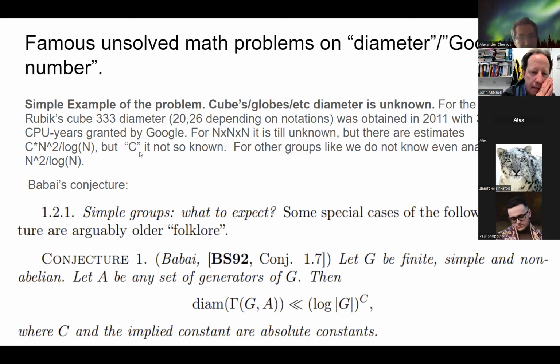The most famous conjecture in this field is the following: if you take G, some finite simple group, let me not explain what simple is, the conjecture says the following. Whatever sequence of generators you choose, these are allowed moves, the diameter will be less than the logarithm of the size of the group to some power, and this power doesn't depend on the group. The conjecture was formulated in this way in 92, but it was known before in some special form, so it's a kind of famous folklore conjecture.